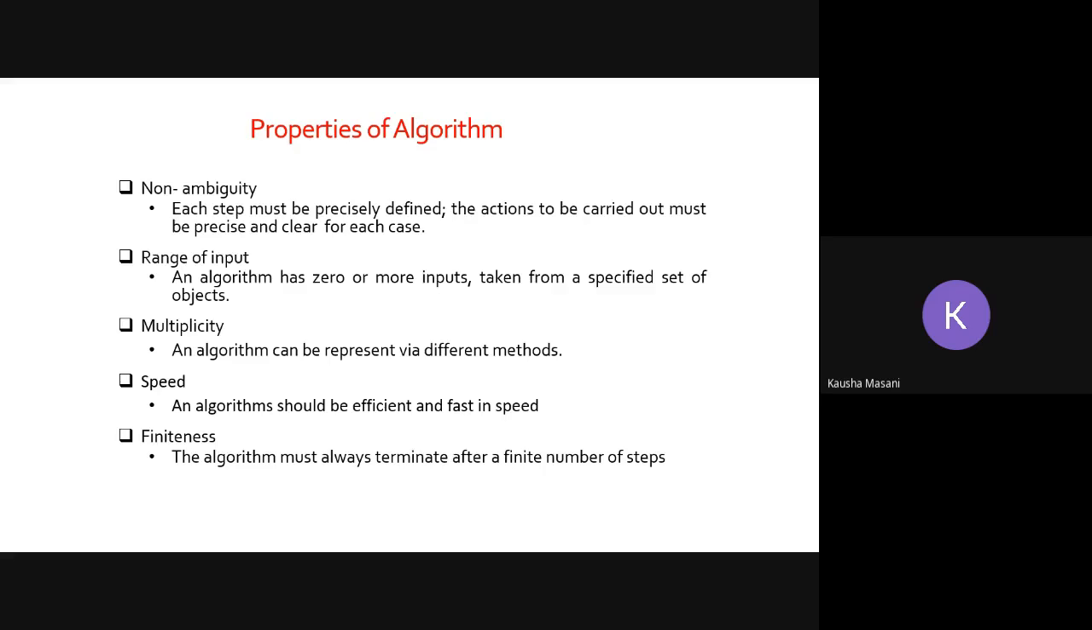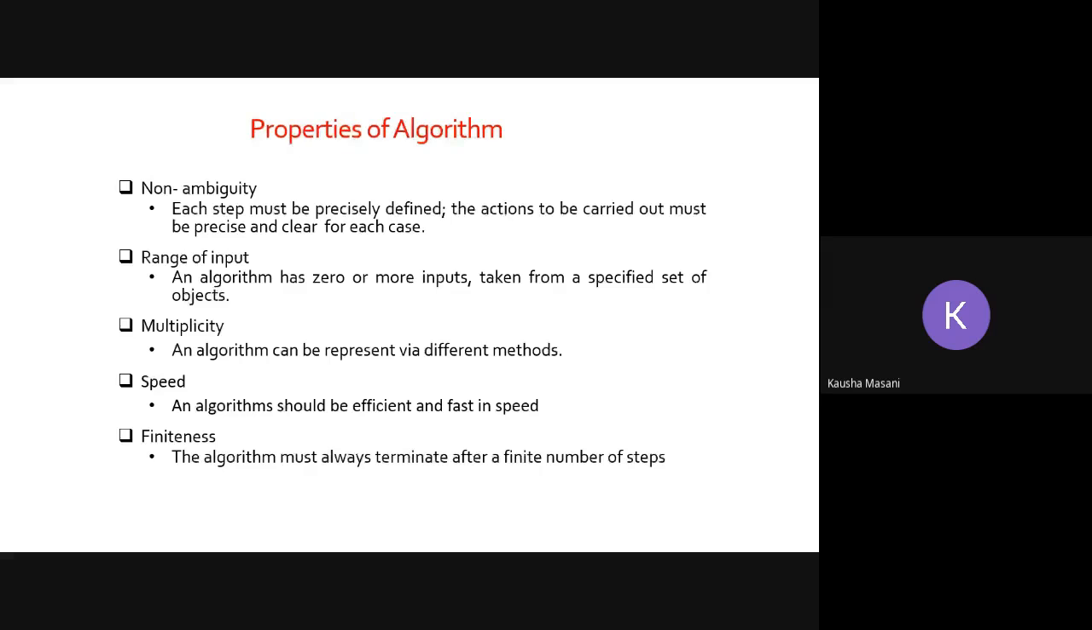Speed is one of the properties of an algorithm, because why are we doing the analysis? We want efficiency, because we want to speed up the system. We are moving forward to an era where speed is everything, whether it is in data, in algorithms, or in your driving, everything you want speed, you want to decrease your time. So that is also one of the properties of an algorithm. An algorithm should be efficient and fast in speed, right?